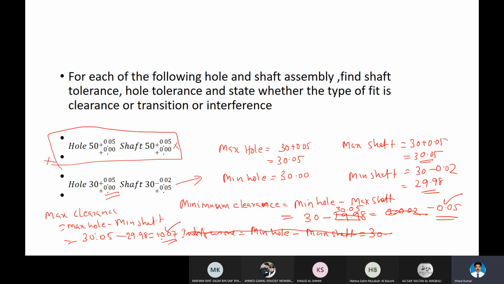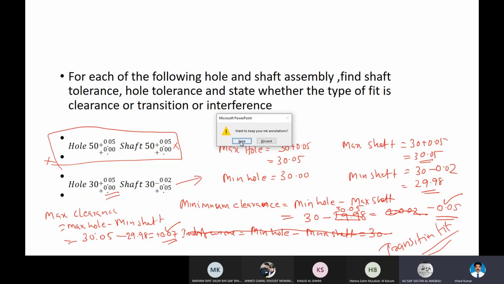Hope that it is clear to you. Minimum clearance is minus, right? Yes, doctor. Maximum is positive. Then which type of fit? Transition fit. The final answer is transition fit. Why transition fit? Because one of them is minus and the other positive, hence transition fit. Is that clear?